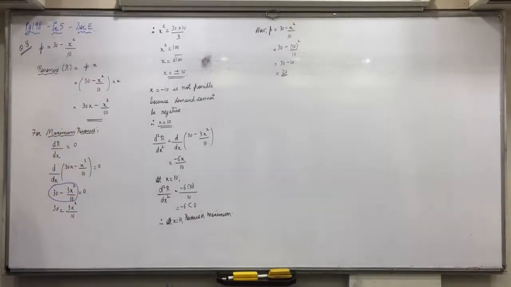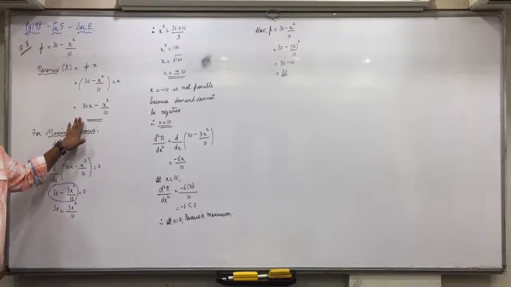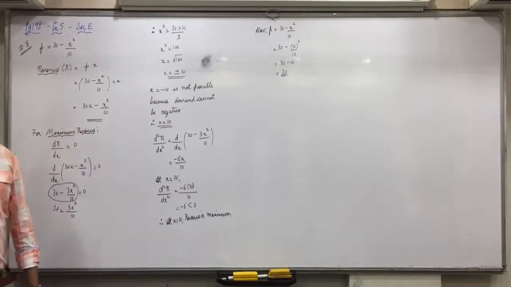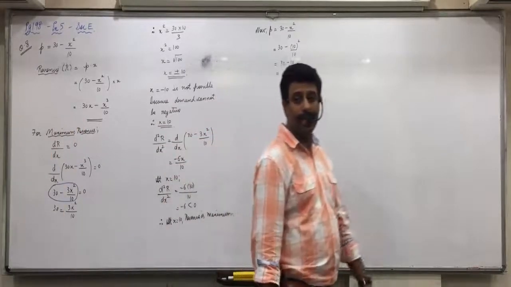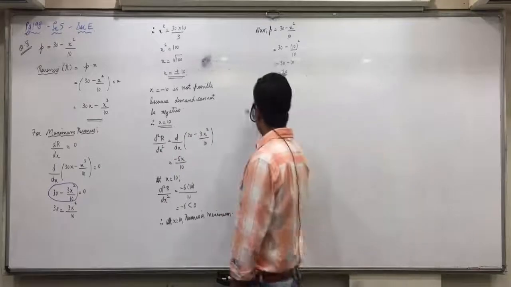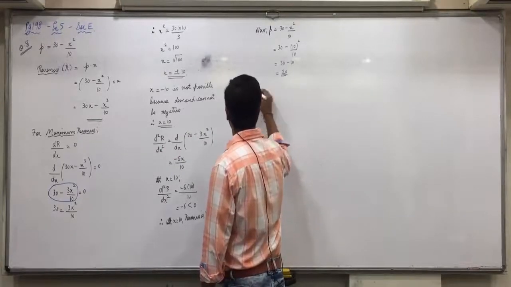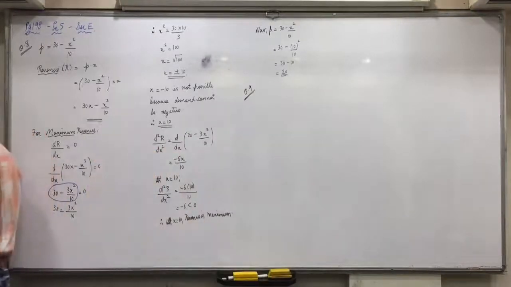Did you understand this portion, everyone? But maximum revenue is not asked. If asked, then we would have substituted. Okay. What is asked is read on this. Demand is 10 units and price is 20 rupees for maximum revenue.